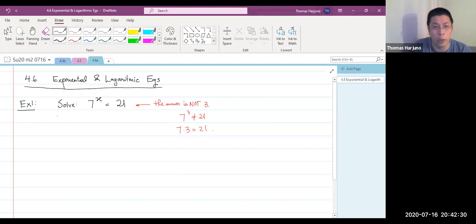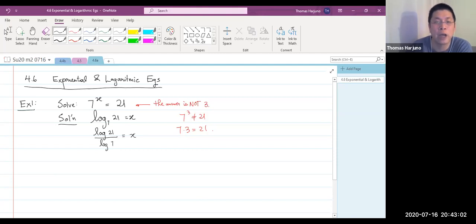21, the way we solved that before, we changed 21 into base 7. But 21 is not a base 7 number. So what should I do? Change it into log form. So log base 7 of 21 equals x. And then you use the calculator, where you'd apply change of base first. Let me use base 10. They call it the common log, the common base.